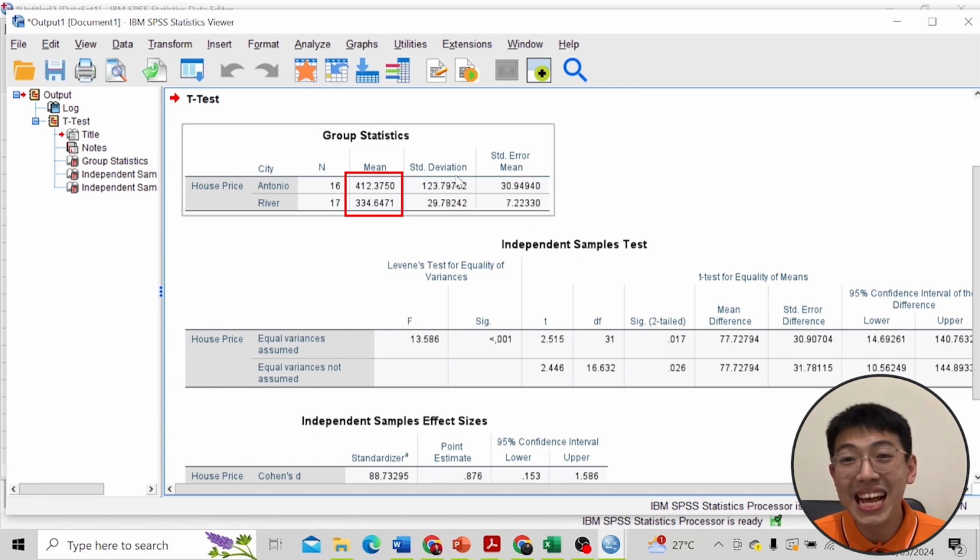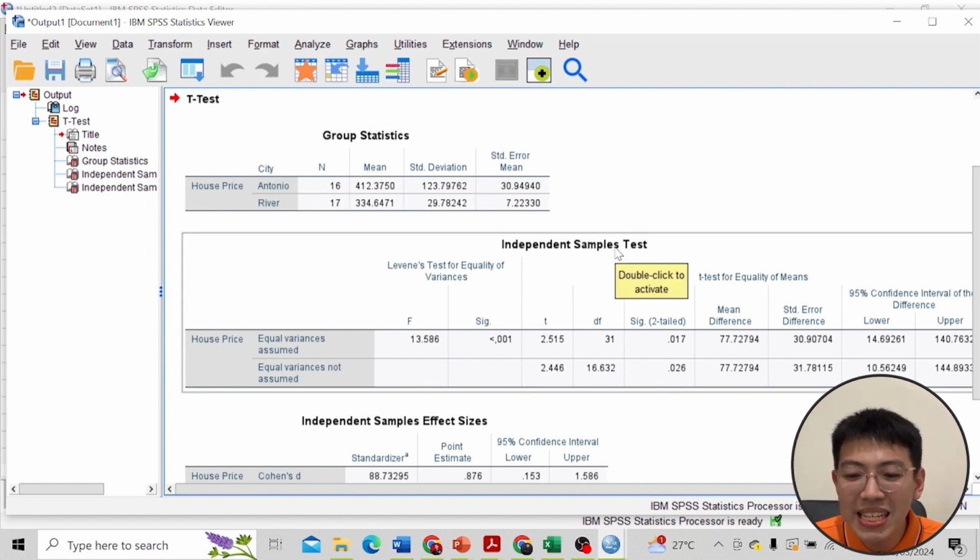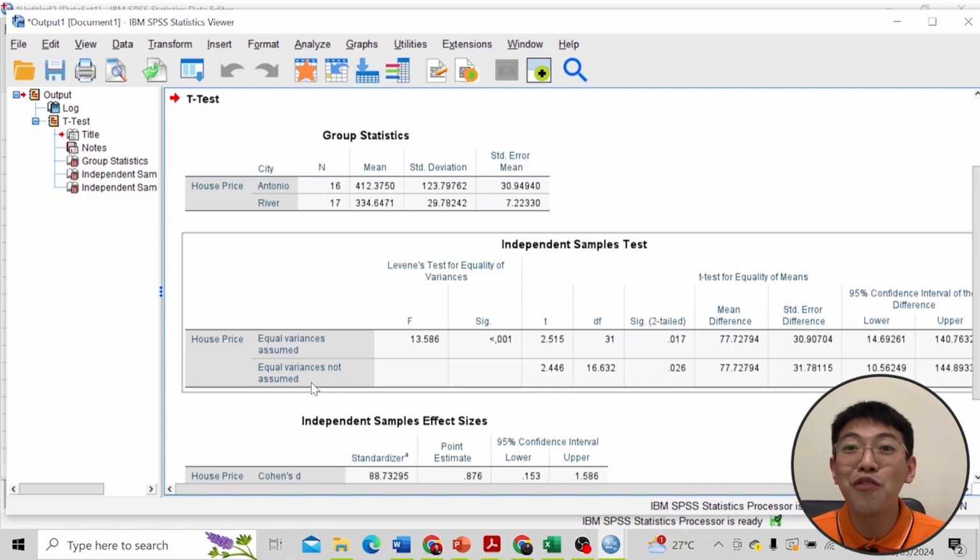But whether there is any difference or not, we have to use hypothesis testing. Now let's see in this independent sample test. There are two types here, equal variance assumed and equal variance not assumed. You have to test the standard deviation or variance using ANOVA. But if you haven't learned about ANOVA, just use the rule of thumb.